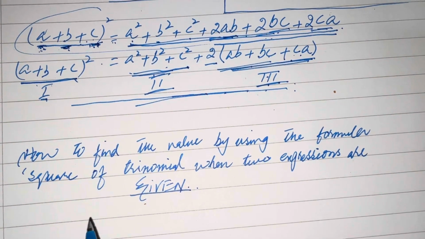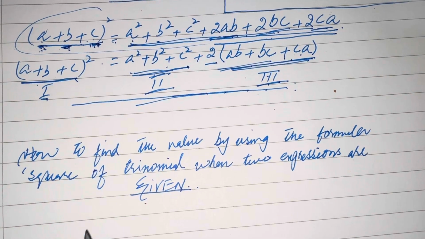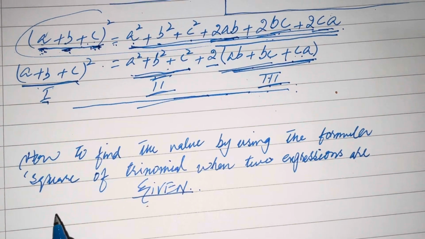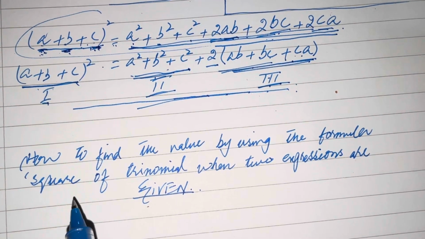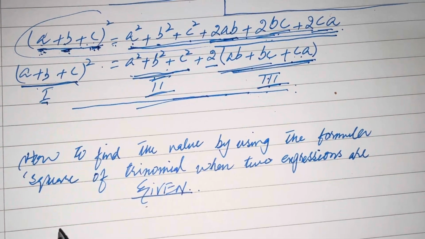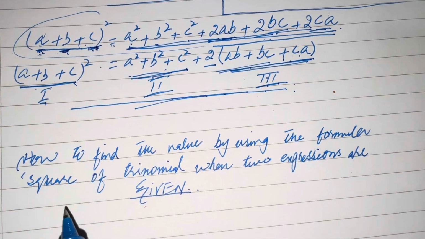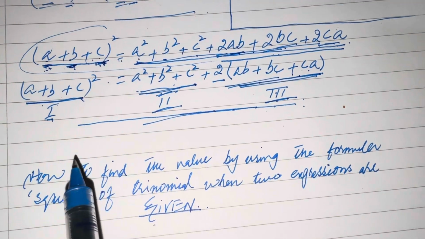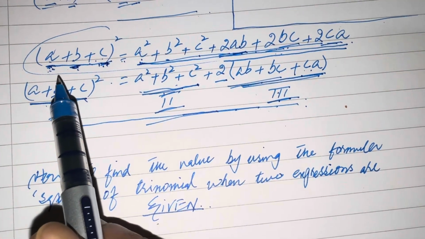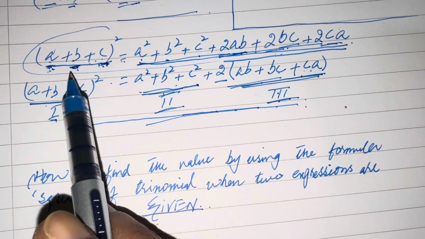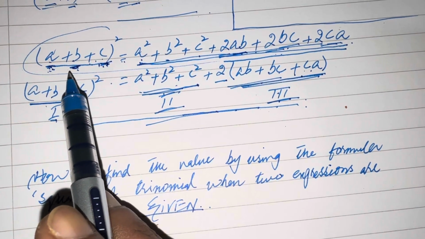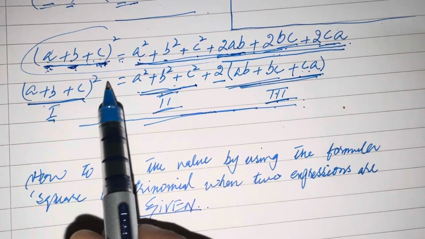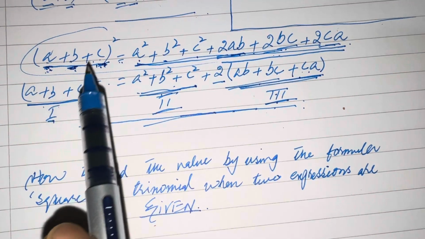Today's lecture is actually the continuity of the previous lecture, in which we have studied when we take the square of the trinomial, how can we write it in the expanded form.